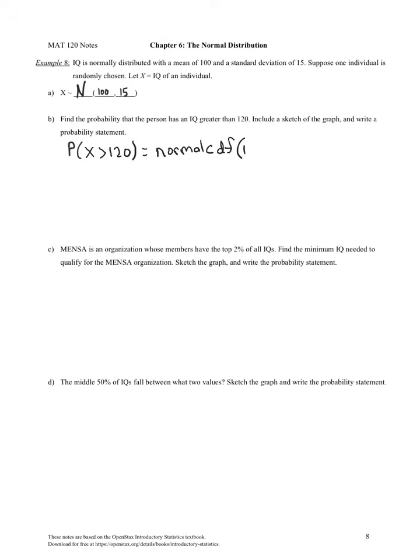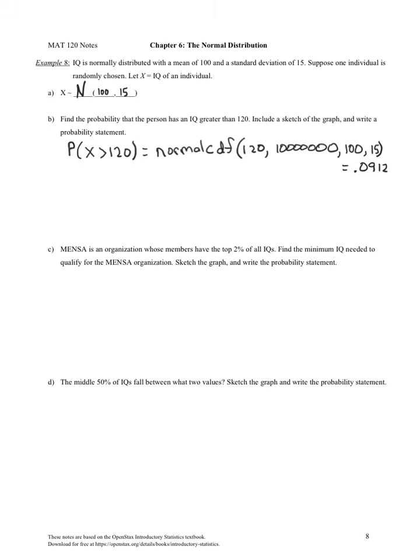We have a lower bound of 120 up to a very high number, or you can use 10 raised to the exponent of 99, with a mean of 100 and a standard deviation of 15. And that will give us about 0.0912, about 9%.